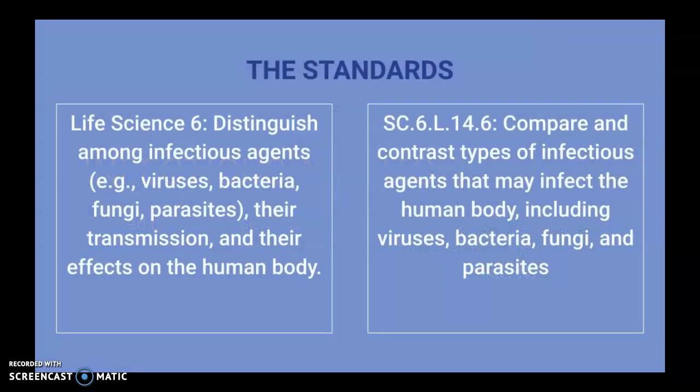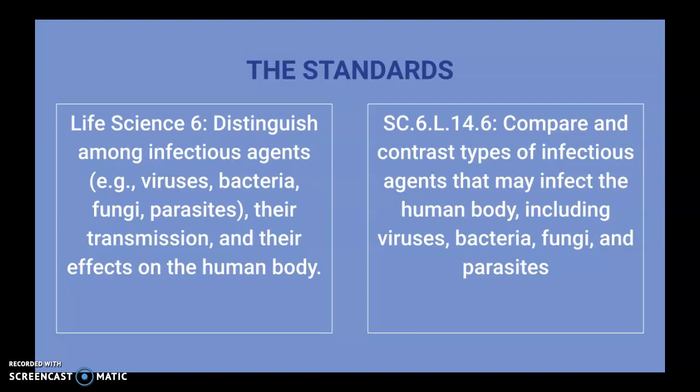So to start, we're going to take a look at the 2 standards that we would most likely see that are related to this material. The first of these standards that we would probably see in the classroom is Life Science number 6, which says to distinguish among infectious agents, examples viruses, bacteria, fungi, or parasites, their transmission, and their effects on the human body.